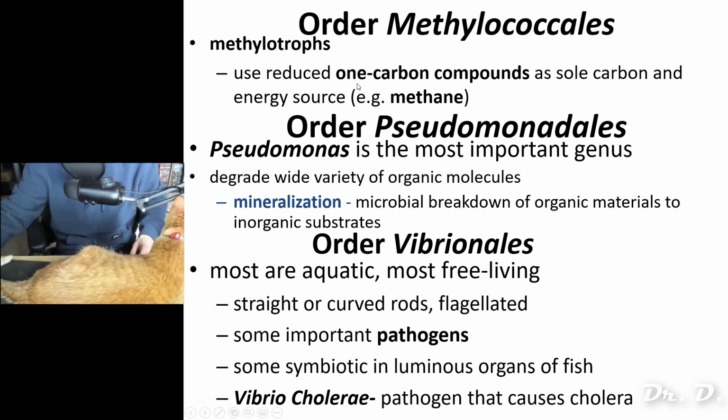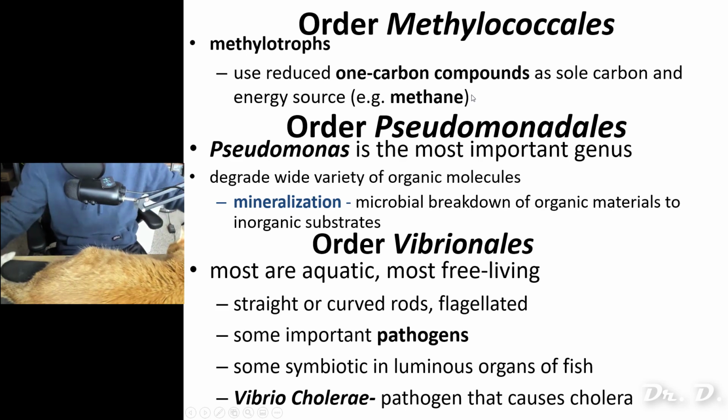These bacteria use one-carbon compounds. For example, they will use methane. Think about a bacteria that can take methane from the air and use it as the sole source of carbon. So these are very handy bacteria. I could see that these bacteria might be useful in our fight against global warming in the future if we could grow more of them, or if we could utilize their metabolism somehow. The next order, Pseudomonads, right? The Pseudomonads in the order Pseudomonadales.